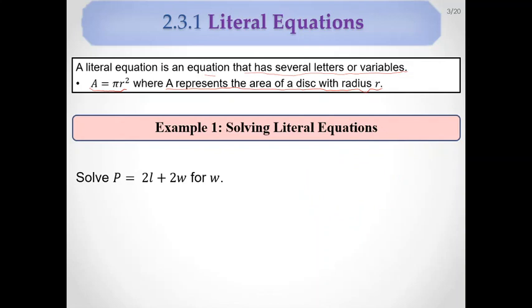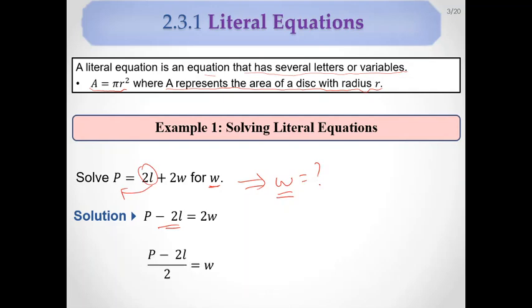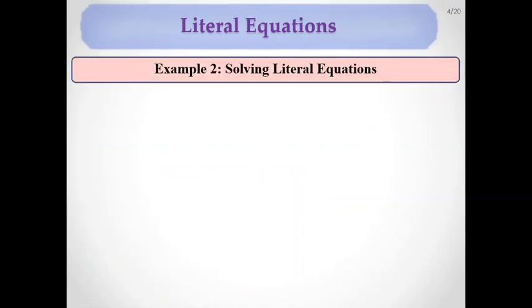Now we want to solve this one for W. So basically you want to isolate this W. How can you isolate W? You send this term to the other side, and then divide both sides by 2, and we end up with this. So this is the solution.